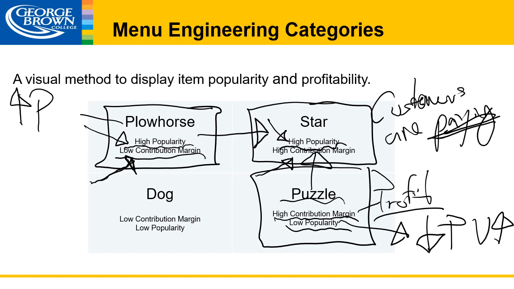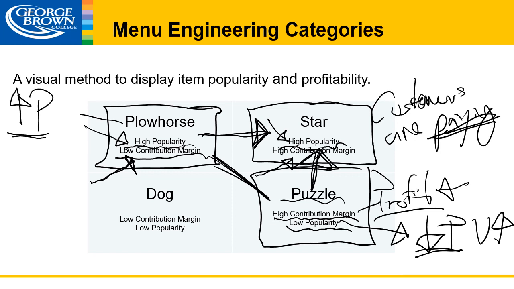So in two scenarios, we can do two things with our prices. Plow horses, we can increase our prices a bit. And our puzzles, we should be decreasing our price a little bit, but not enough to affect the profitability, which I'll show you how to do on Thursday in our seminar. By doing those things with these two particular items, you could possibly turn them into stars and make your menu more efficient and your business more profitable.